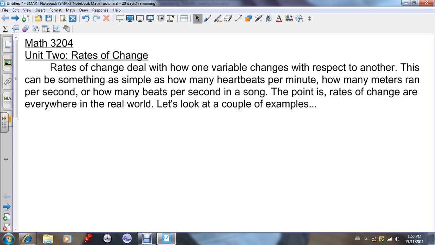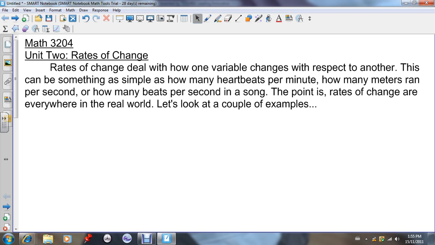I only got 15 minutes, because YouTube only allows a 15-minute video. So let's start. Rates of change deal with basically how one variable changes with respect to another. Simply put, it looks at how one is affected at a certain rate.